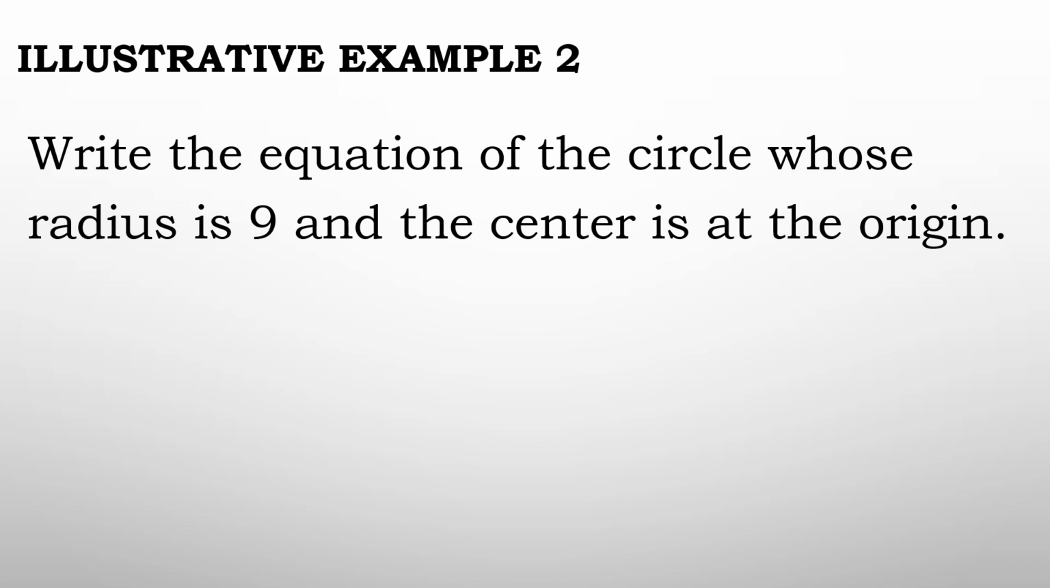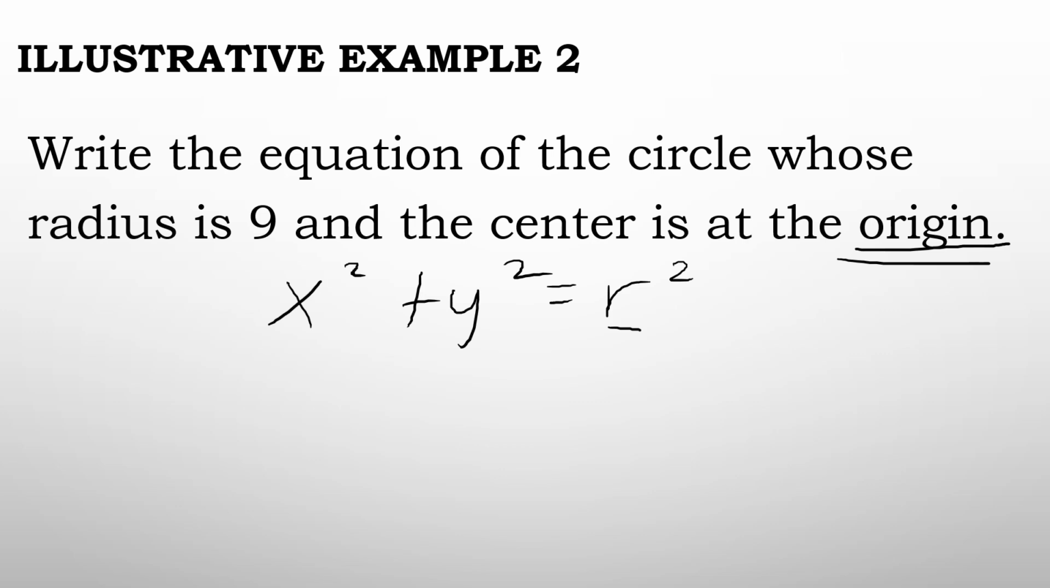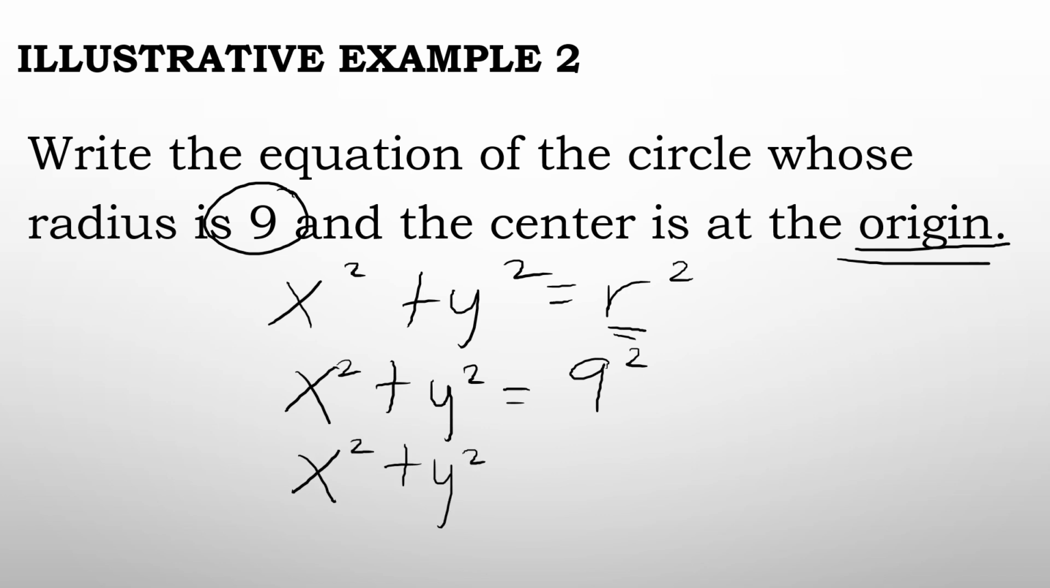Next example. Since the center is at the point of origin, we'll use x squared plus y squared is equal to r squared. Identify the value of r, which is 9. Then we have x squared plus y squared is equal to 9 squared. And 9 squared, class, is 81. So therefore, x squared plus y squared is equal to 81. And class, the equation of the circle in standard form whose radius is 9 and the center is at the origin is x squared plus y squared is equal to 81.